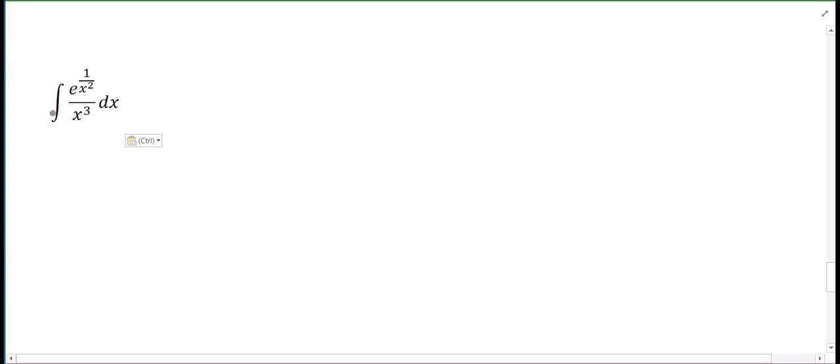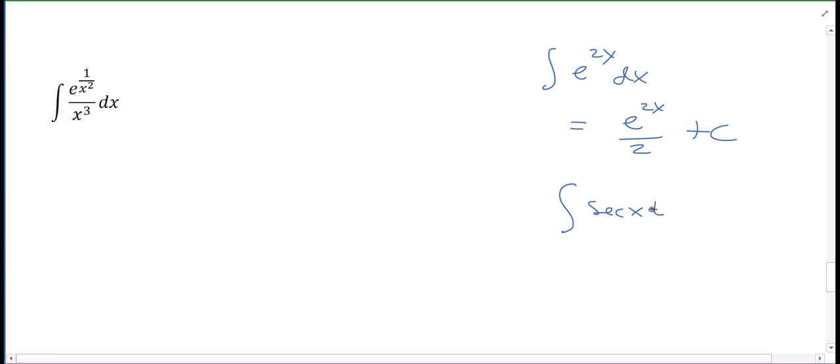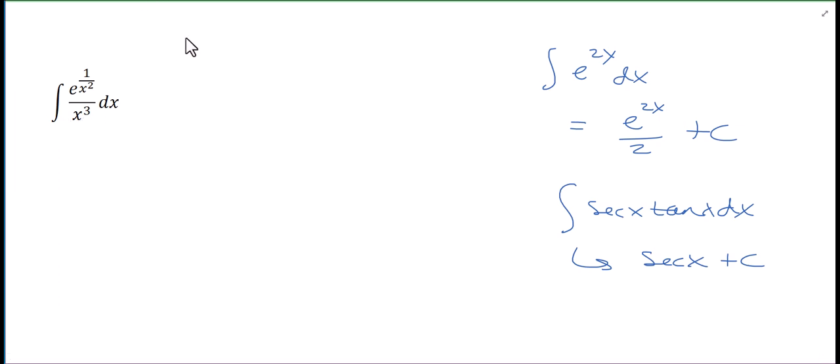But this isn't the antiderivative of something we recognize. Like if I saw e to the 2x, for example, I'll say like, oh, I know that's e to the 2x over 2 plus c. That's what I mean by something recognized. The antiderivative of secant x tangent x dx would be like, oh, that is just secant x plus c. So that's what I mean by something you recognize. So here, that's not something we can just do by looking at it. If you can do this just by looking at it, then you need to show me how you do that.